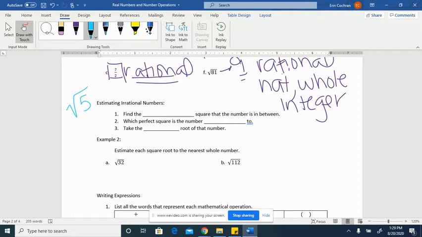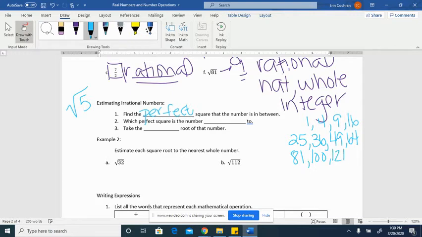Okay, so what we're going to do is look at our perfect squares. What are our perfect squares? Well, let's start with 1. 1 times 1 is 1. 2 times 2, 4. 3 times 3, 9. 4 times 4, 16. 5 times 5, 25. 6 times 6, 36. 7 and 7, 49. 8 and 8, 64. 9 and 9, 81. 10 and 10, 100. 11 and 11, 121. 12 and 12, 144. 13 and 13, 169. 14 and 14, 196. And 15 and 15 is 225.